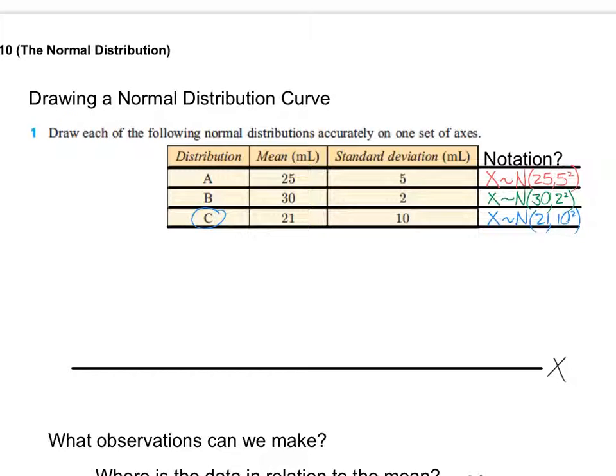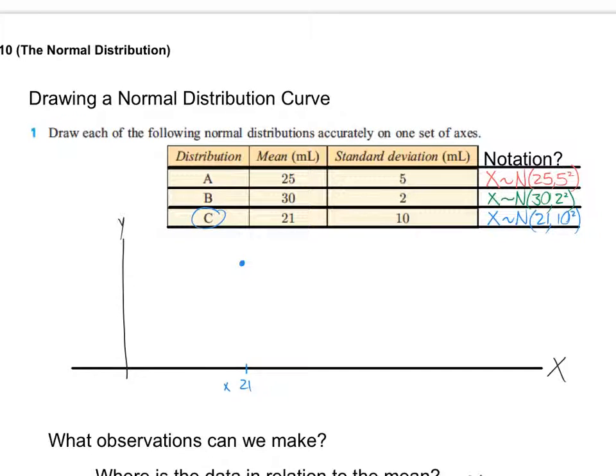Let me move this over just a tad. You want to first of all put your mean on the graph. There's 21. And that is going to be the highest point on your graph. One other thing about the normal distribution is that the mean is always equal to the median. So the mean and the median are the same thing. So that is our mean.